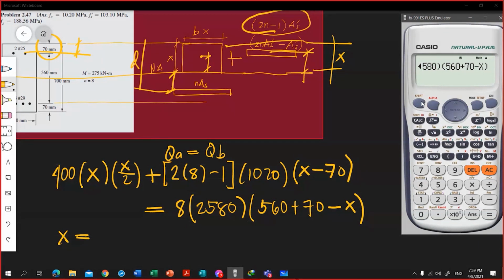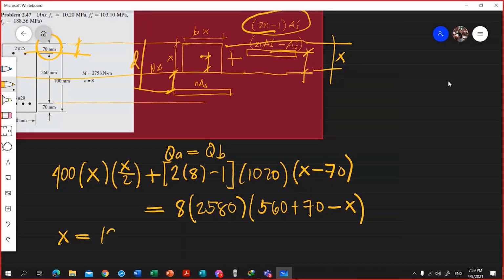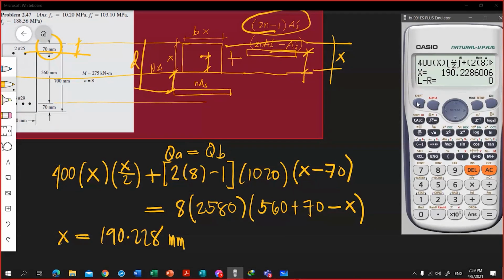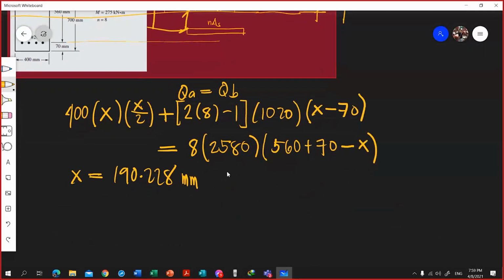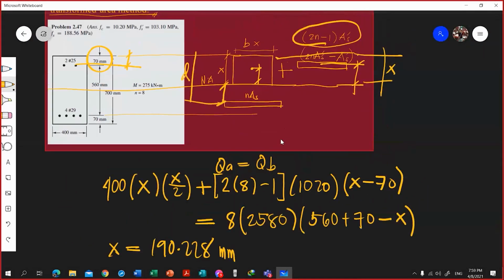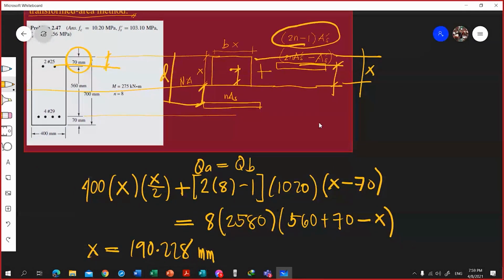Solving for the value of x, your x will be equal to 190.228 mm. In my calculator, I'll just store 190.228 to letter A for later. After solving for the value of x, now we can know the distances.